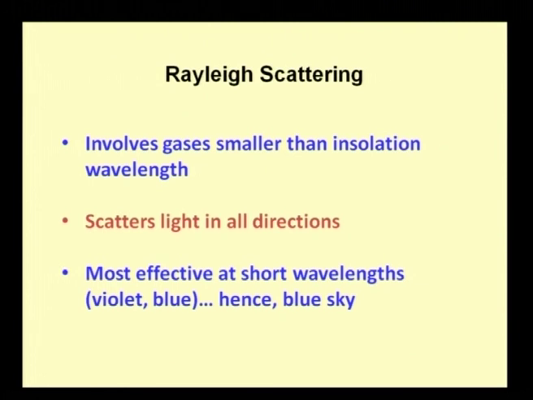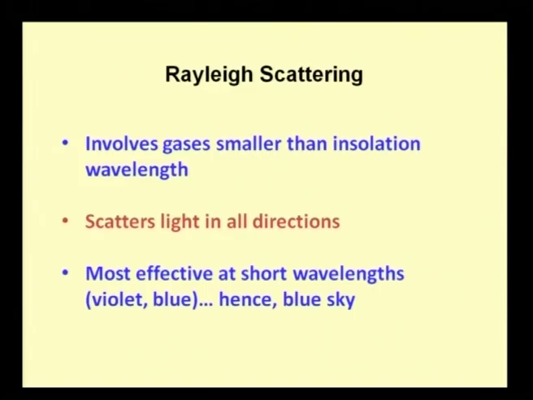First, Rayleigh scattering, it involves gases smaller than the insolation wavelength. Suppose the insolation wavelength is this much, and the gas particle is smaller than the insolation wavelength. At this point, generally the Rayleigh scattering is happening. It scatters the light in all directions, and it is more effective in short wavelength. That means the violet and blue, and that is the reason why the sky is looking blue.